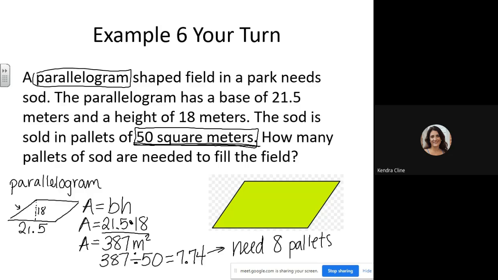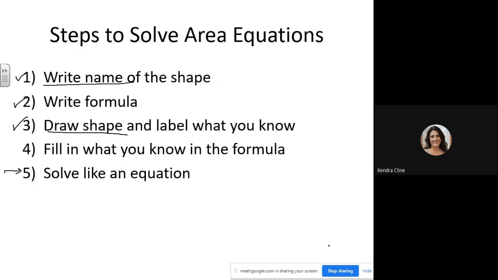What I want you all to do now is take a picture of your notes and attach it to your work. And then you are going to complete the missing measurement problems. There's 6 of them. The worksheet that is attached to your assignment today. You guys need to follow all of these steps. You're going to write the name of the shape, write the formula, draw the shape, label what you know, plug in what you know, and then solve like an equation. Use our notes today as an example of what your work should look like and what steps to take.